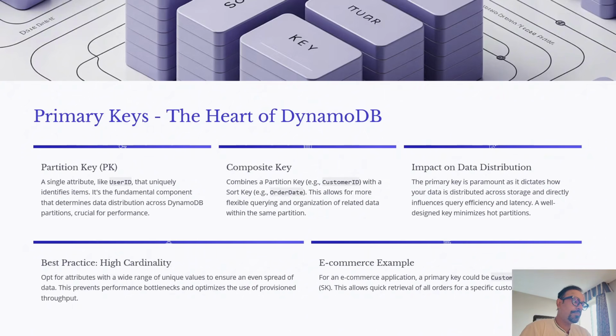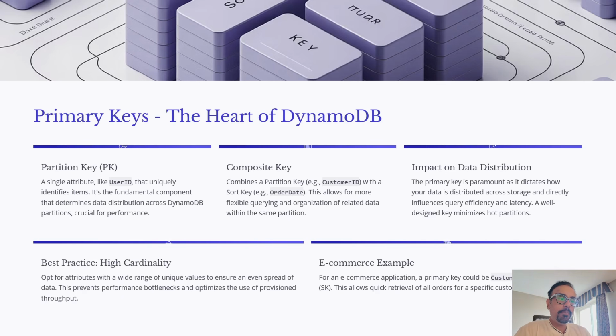Now let's talk more about primary keys, which is the heart of DynamoDB. The partition key, often called the primary key, is a single attribute that uniquely identifies each item. It also determines how data is physically distributed across DynamoDB's internal partitions. You can also use a composite key, which combines a partition key along with a sort key. This design allows you to group related data together and perform more flexible queries within the same partition.